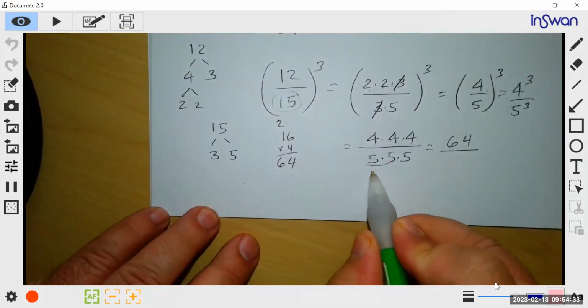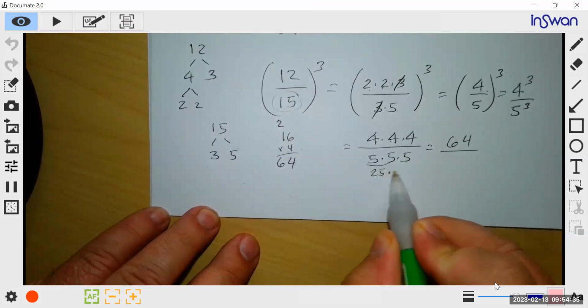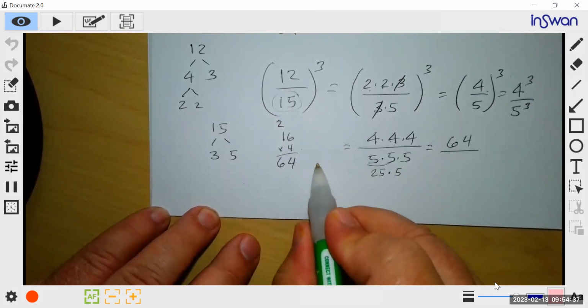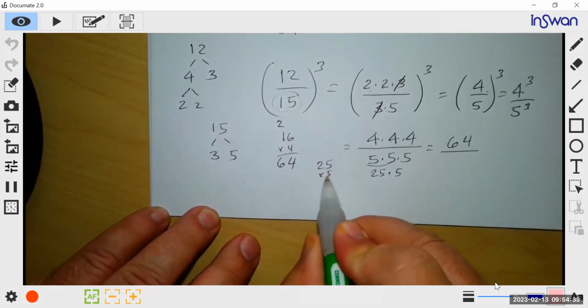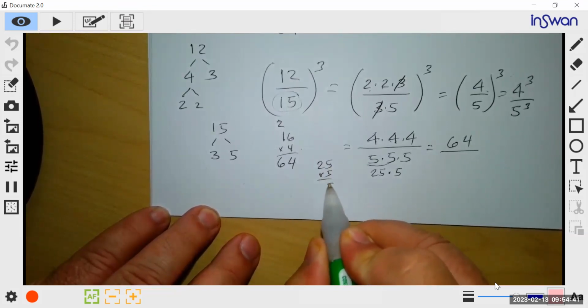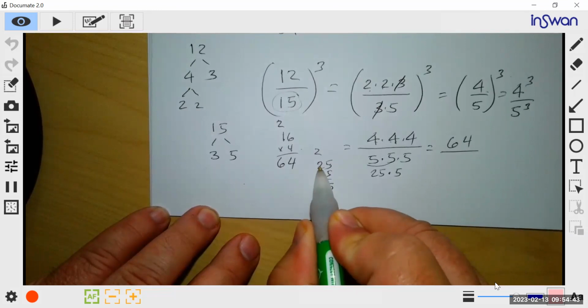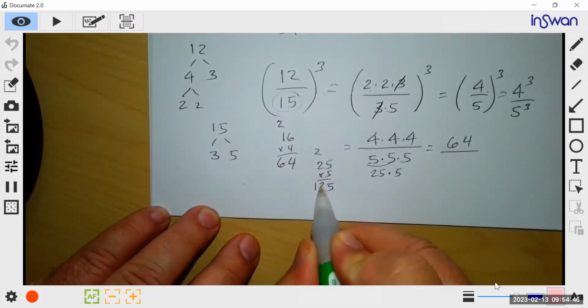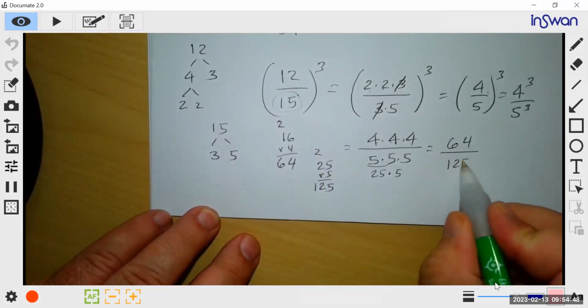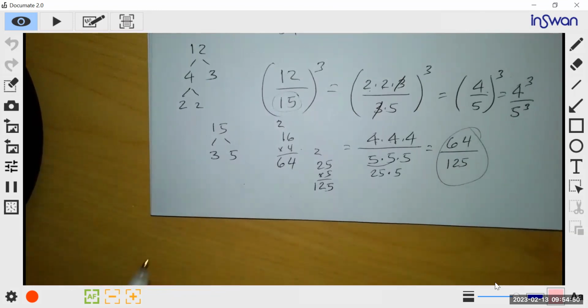5 times 5 is 25. 25 times 5. 5 times 5 is 25. 5 times 2 is 10, plus 2 is 12. There's your final answer. So whenever you're dividing, never multiply until you've canceled everything you can.